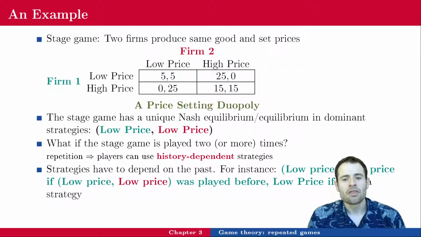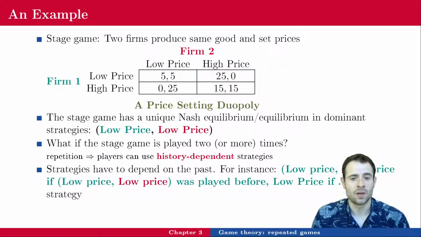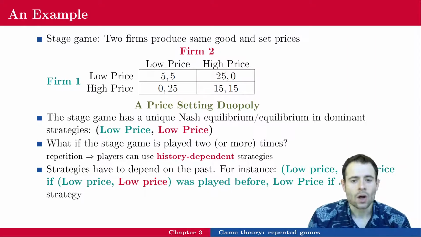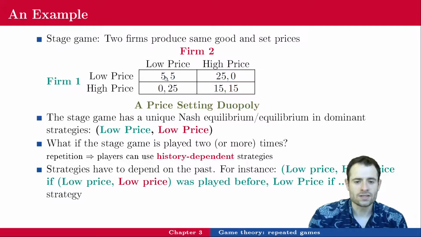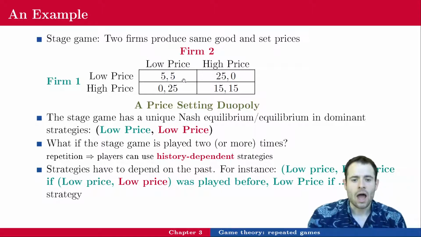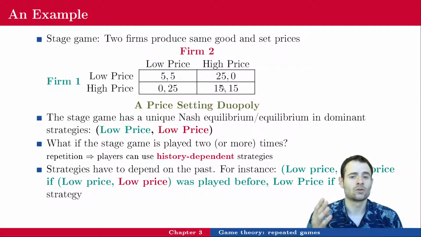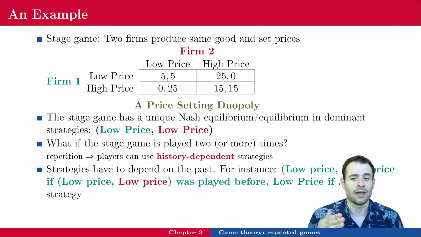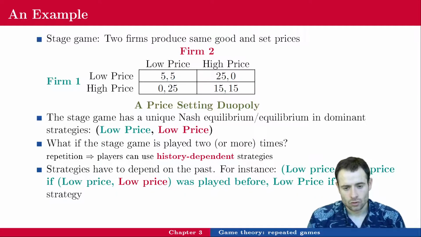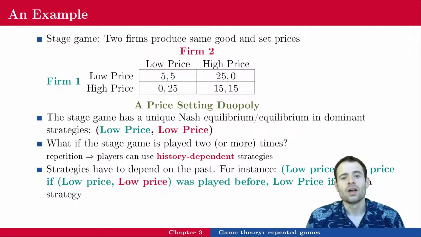Now, how many things could have happened in the first period? In the first period, what could have happened was low price, low price, high price, low price, and high price, high price. So there are 4 possible outcomes here at the end of the first day. The second day then, the strategy of each firm needs to include an action for each possible outcome from the day before. And again, very tedious.